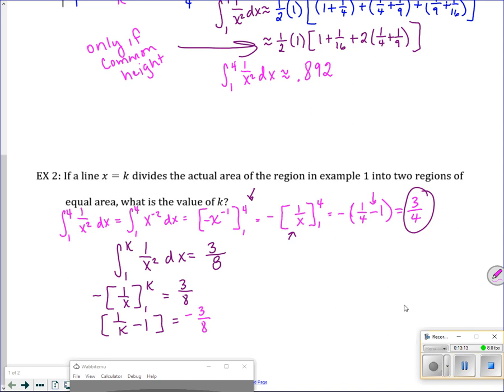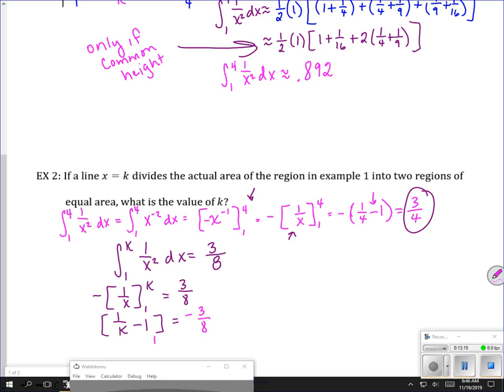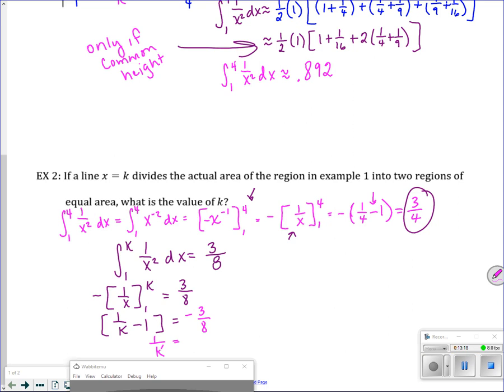So here I go. If I bring that 1 over, I have 1 over k. If I add 1, think of that as being plus 8 over 8, which is 5 over 8. And so if 1 over k is 5 over 8, then k is going to equal 8/5. So when k is 8/5, I would have like 1.6. Obviously, I have to leave it in fraction form, but you could write it either way. That would split it into equal area. Very good, very good.